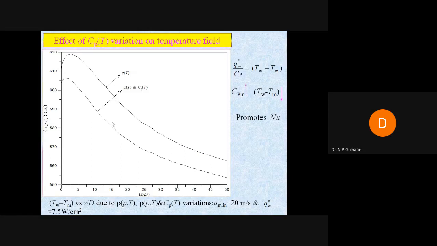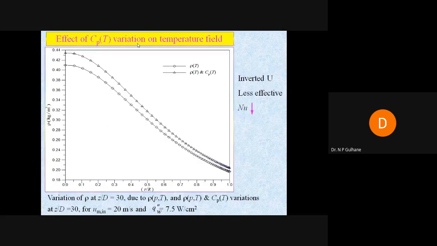So that was the bulk mean temperature and wall temperature. Here we have to see what the Cp variation does to the temperature field. You can see Tw minus Tm is almost the same and it goes on reducing. Because of this, Tw minus Tm goes on reducing, the mean value of Cpm goes on increasing. And that is why Q double prime W and Cp will go on changing because of Tw minus Tm. And because of this increase in Cpm, the Nusselt number or heat transfer coefficient, all these three will promote the convection.